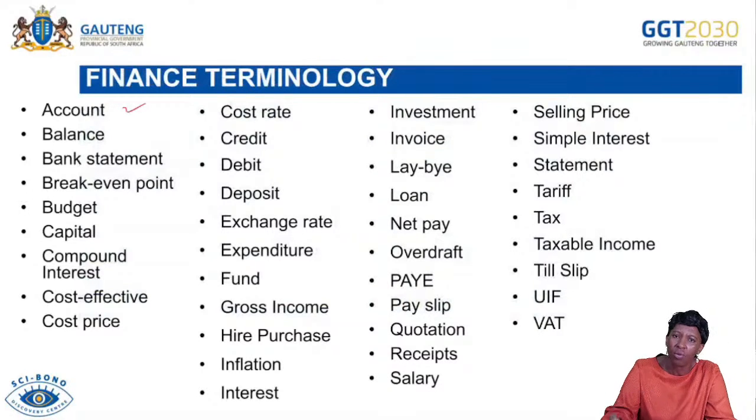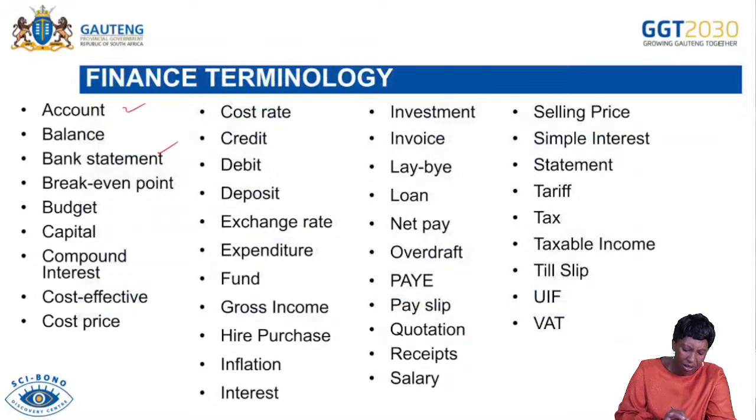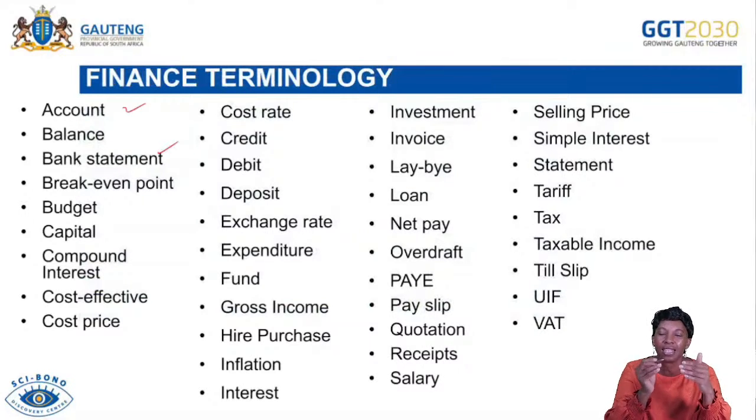The account, when you talk about financial documents, the account is there, and then the balances, the opening and the closing balance, the bank statement, you have come across that. The break-even point is there when we do income and expenditure, cost price and selling price, because now we know with break-even analysis, there is no profit, there is no loss. That's where they are equal. So the company registers exactly the same amount.